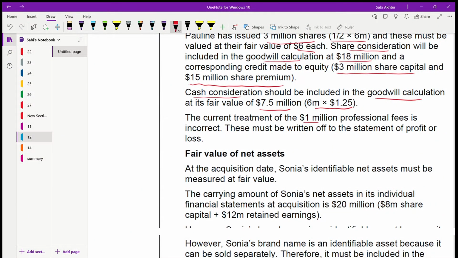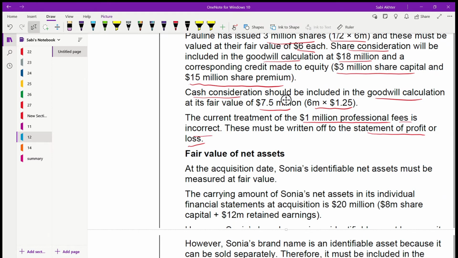What about that 1 million professional fees which they have taken as consideration? It's an incorrect treatment. So it has to be written off in the statement of profit or loss. Okay. Because the current treatment is incorrect.